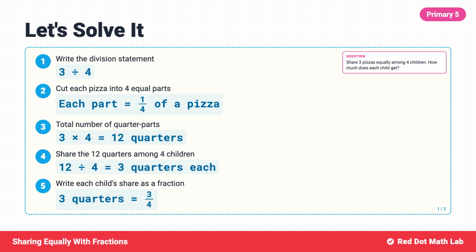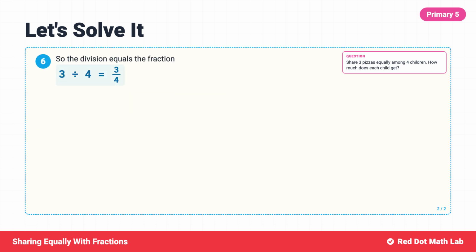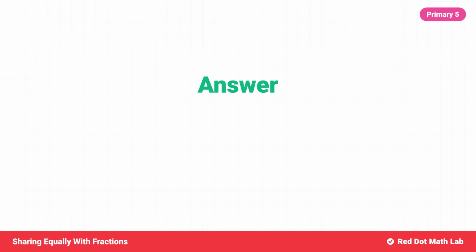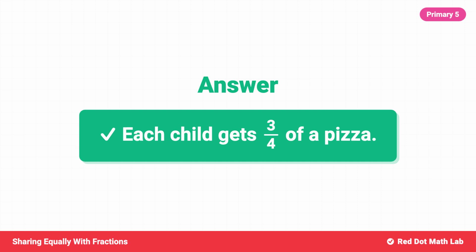And look, this is exactly our answer. 3 divided by 4 equals 3/4. The numerator is 3, the denominator is 4, just like we said. So here is our final answer. Each child gets 3/4 of a pizza.